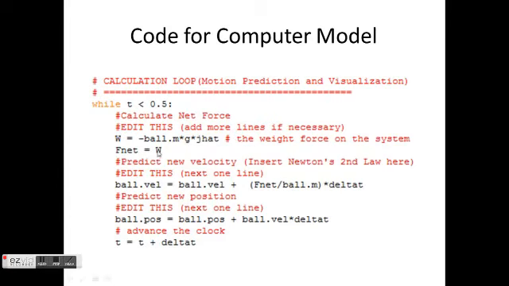The F net is set equal to W, and we specify W as negative m times g times j hat. And then for the construction of the model, we created an assignment statement where the ball velocity is equal to the previous ball velocity plus the F net divided by mass times delta t, which is essentially Newton's second law. And so for a delta t of 0.001 seconds, this model will predict the position of the ball for 0.5 seconds.